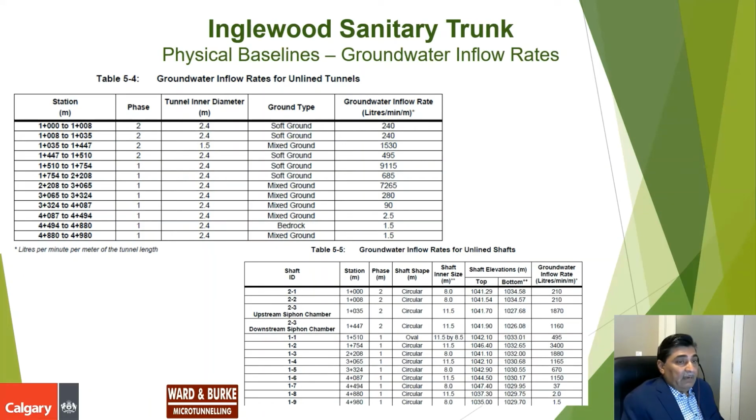Then we have to provide baselines for groundwater inflow rates into tunnel and shaft if they are not lined and if they are not sealed. Okay. So you see, for example, in this tunnel section, the groundwater inflow rate is 9,000 liters per minute per meter, which is very high, and it is not practical to dewater. Similarly, you can see at shaft location, the groundwater inflow rates are very high. What does that mean? That means that dewatering is not feasible.